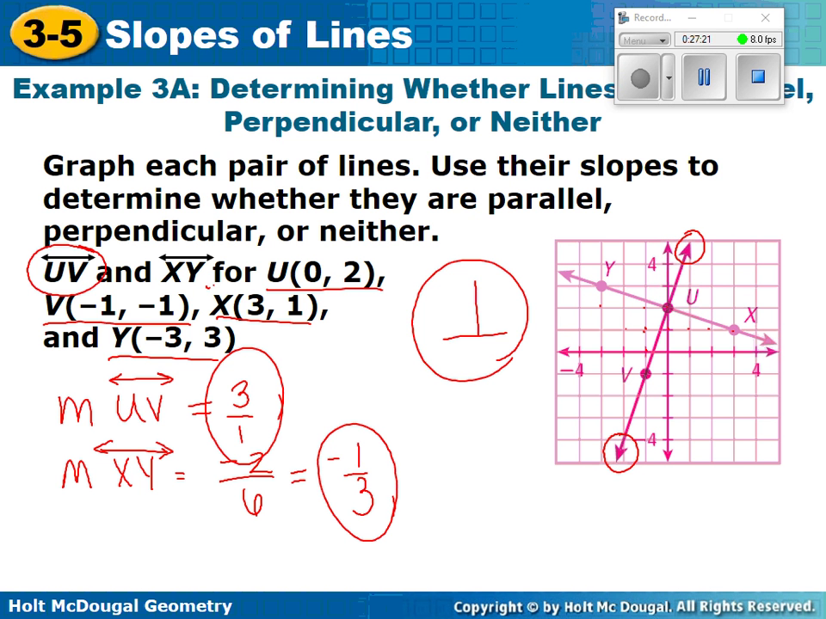Parallel lines are going to have the same slope, but what about their y-intercepts? Different. So they're going to have different y-intercepts. Okay, what about perpendicular lines again? They have opposite reciprocal slopes.